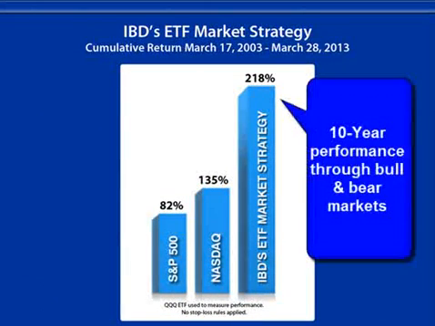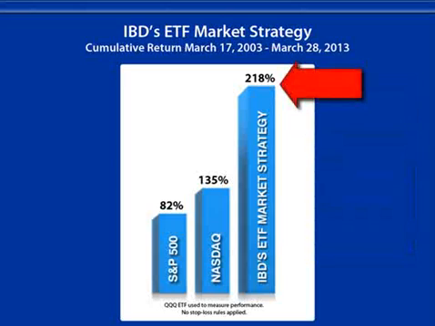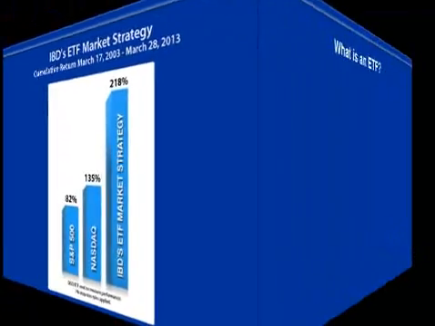From the start of a new uptrend on March 17, 2003, through March 28, 2013, the last trading day of the quarter, IBD's ETF market strategy significantly outperformed the NASDAQ and S&P 500. While that does not guarantee future performance, it does show that if you stick to the rules covered in this video, this simple approach can help you build financial peace of mind. Let's see how it works.